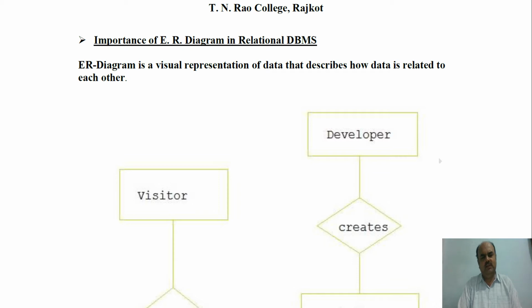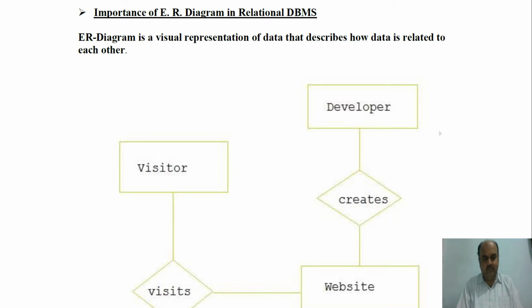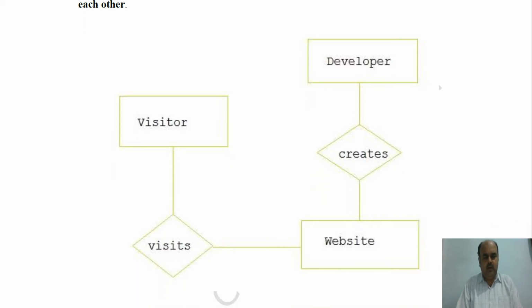So a database which contains tables that are related with each other on the basis of their data is going to be represented using the entity relationship diagram. So visually we can see how the ER diagram is going to be prepared. In the following example we can see a visitor and a website, and their relationship has been shown through the entity relationship diagram.